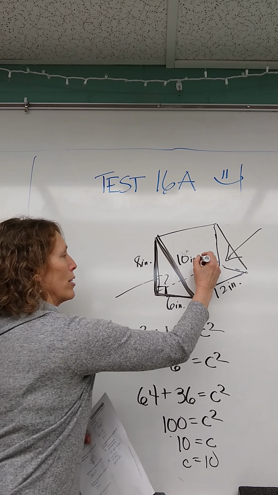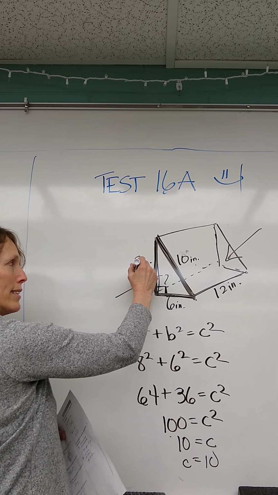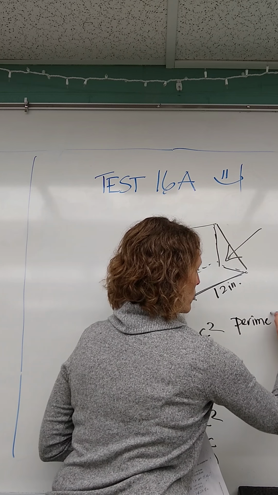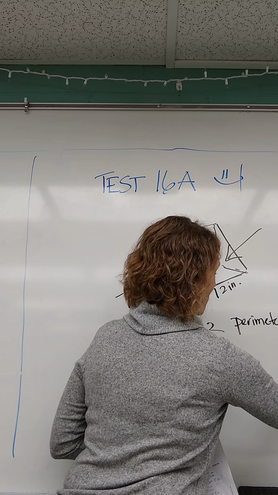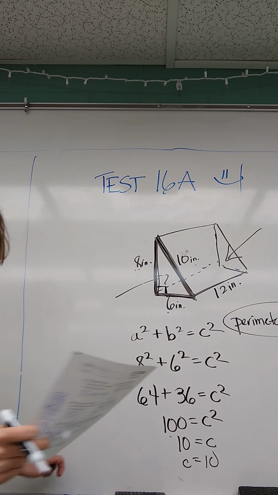So knowing that, we know that perimeter is just adding those 3 together. 8 plus 10 is 18, plus 6. Perimeter equals 24. Okay, next one, 15.